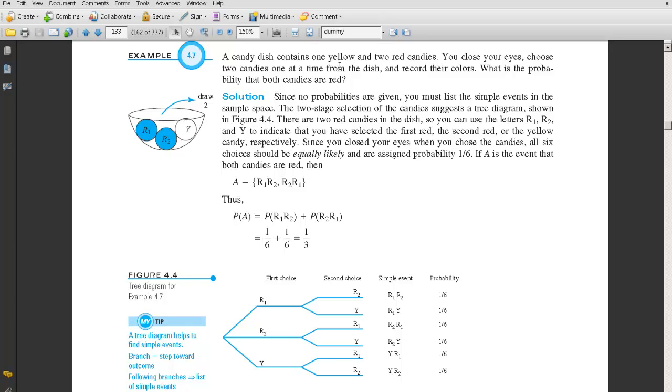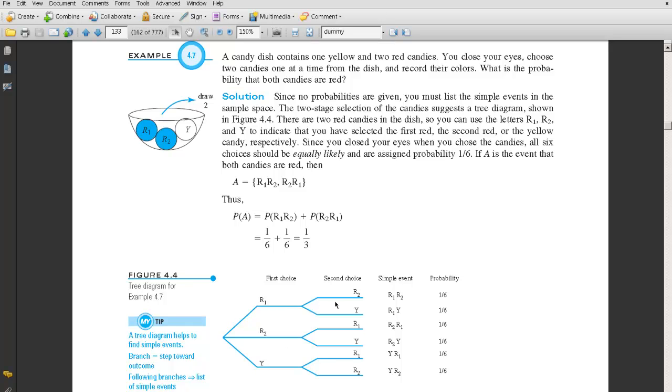Okay, a candy dish contains 1 yellow and 2 red candies. You close your eyes, choose 2 candies one at a time, so you take one, and then you take another, and record their colors. What is the probability that both candies are red? So first of all, we need to figure out what the sample space is. So we do the same kind of tree diagram. We can get red 1, red 2, or yellow.